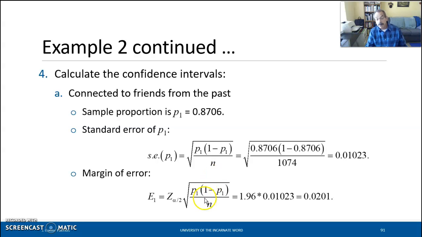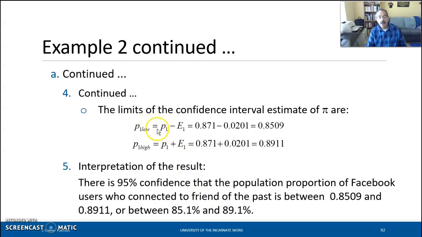All right, so now that we have the margin of error, we can calculate the confidence interval limits using the point estimate of the first proportion minus the margin of error for the lower limit, and for the upper limit, we just add the margin of error to the observed proportion. So here are the values, the lower and upper limits of the confidence interval. Interpreting this confidence interval, we say that there is 95% confidence that the population proportion of Facebook users who connect to friends of the past is between 0.8509 and 0.8911, or we can say that it's between 85.1% and 89.1%.